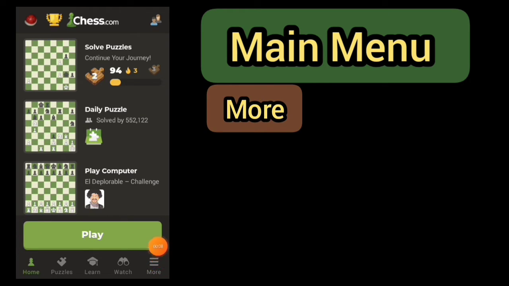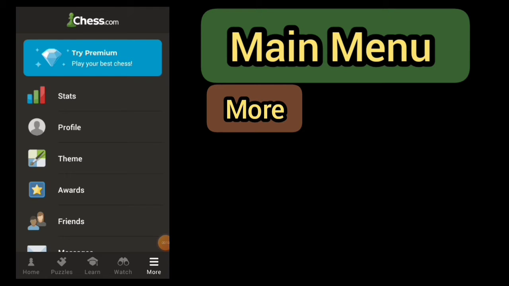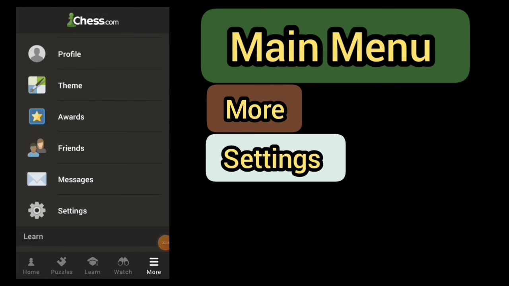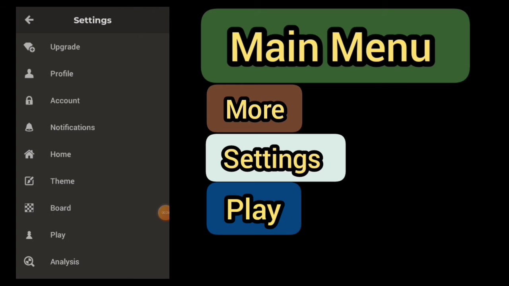It's located right here. I'll have the dot over top of that. Once we select more, we're going to scroll down. And we're going to look for this thing called settings right here. Once we select settings, what we're going to be looking for is this thing called play.